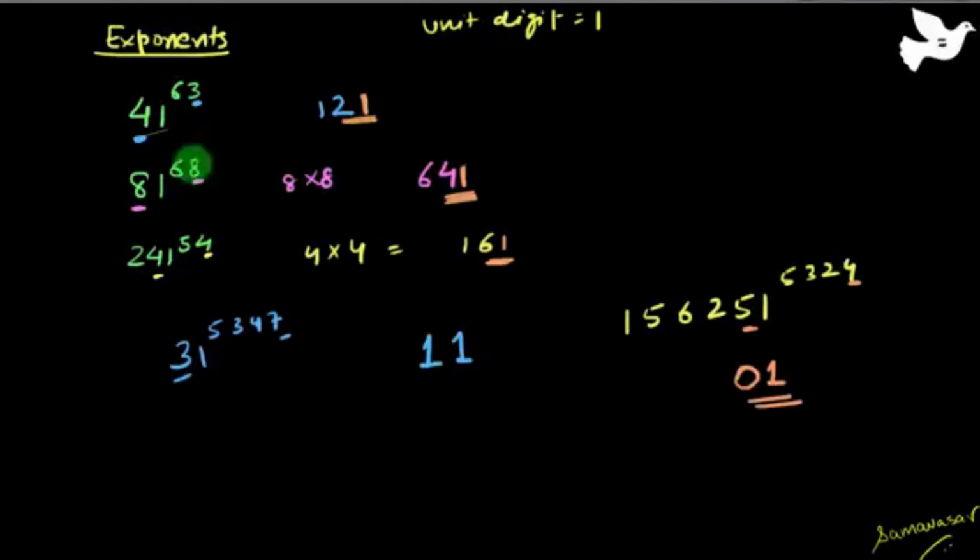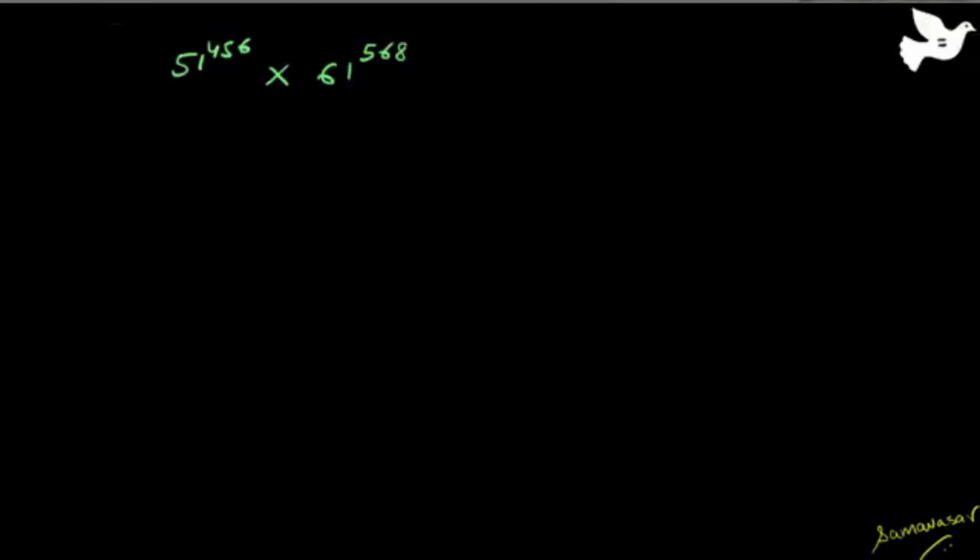So I hope that these examples make this clear, because this is one of the simplest questions you can get in terms of exponents and finding the last two digits. Okay, again these are some examples. In this case, this is the tens digit, this is the units digit. So this is 5 into 6, 30. Just take the 0 and 1. These are the last two digits. Similarly here, 6 into 8, that is 48. Just take the 8 and 1, that is this.